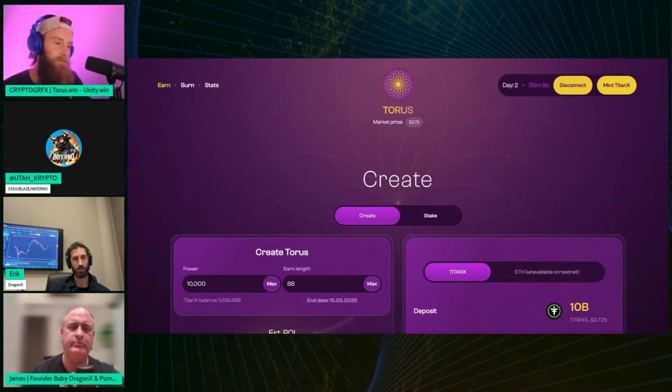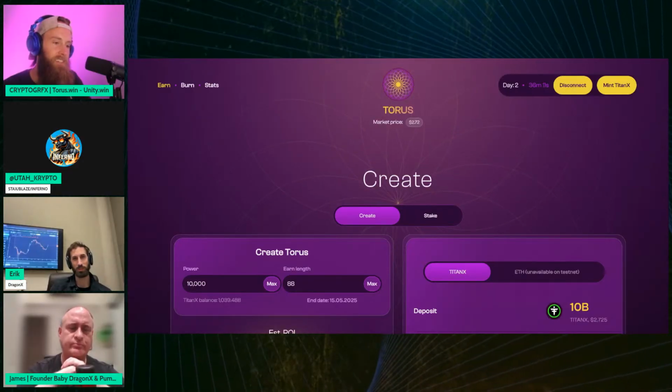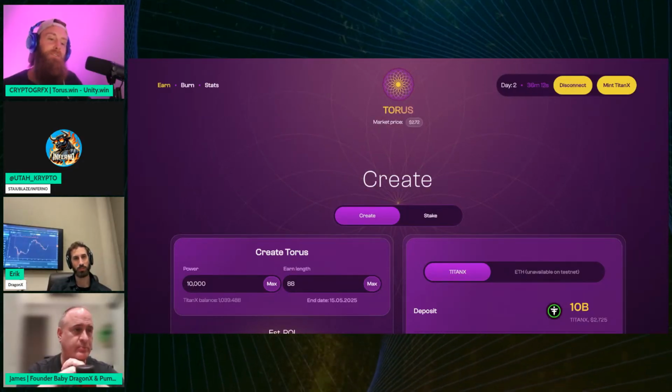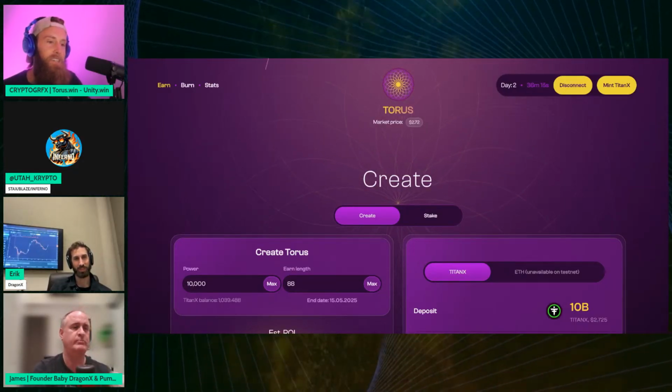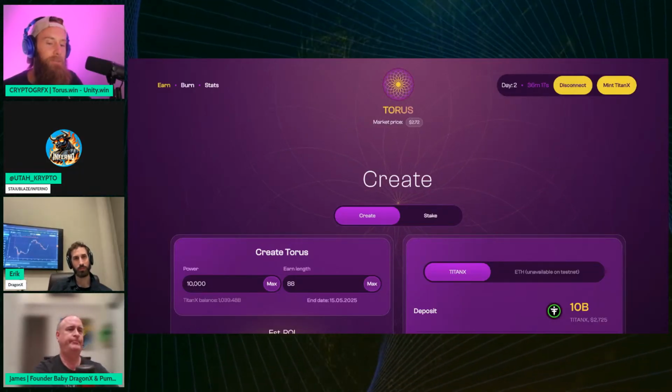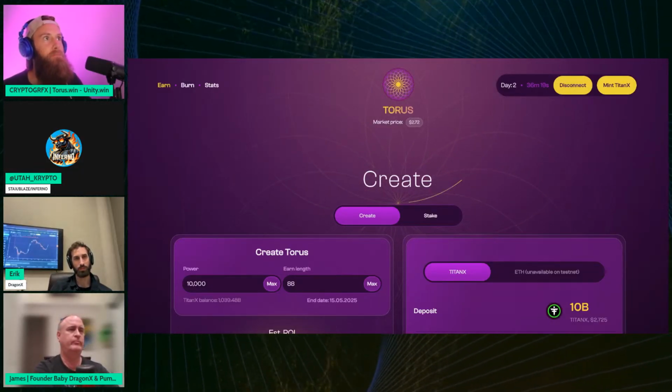What is a Torus? Can you explain that? Yeah, I love this question. It doesn't get asked enough. So a Torus is, I'll do the more simplistic overview.